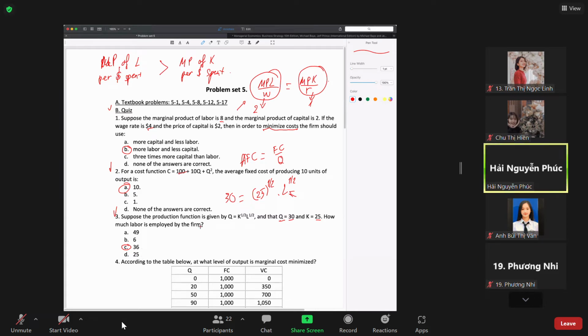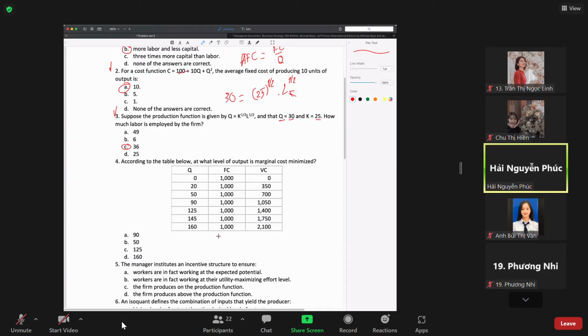The next one, according to the table below, at what level of output is the marginal cost minimized?